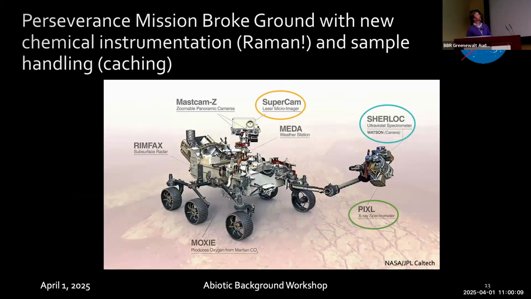So Perseverance followed on to Curiosity, but it came with a very different suite of instruments. It had a different main purpose. And again, following more of the chemistry vein here, focus on a couple of the really chemistry-focused instruments, SuperCam, SHERLOC, and PIXL. But you also want to talk about caching. Sample handling is one of those very sticky wickets, and the sample caching is one of the most amazing sample handling devices, also built, although not directly for in situ instrumentation.